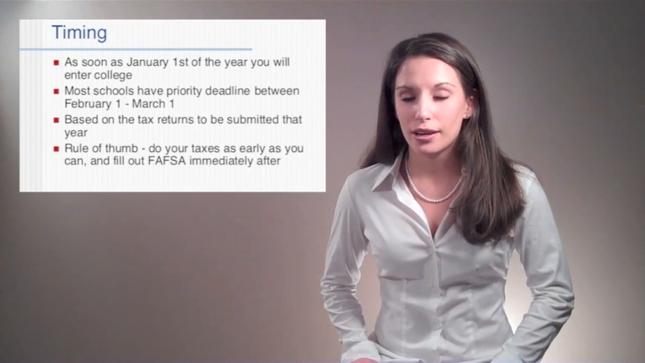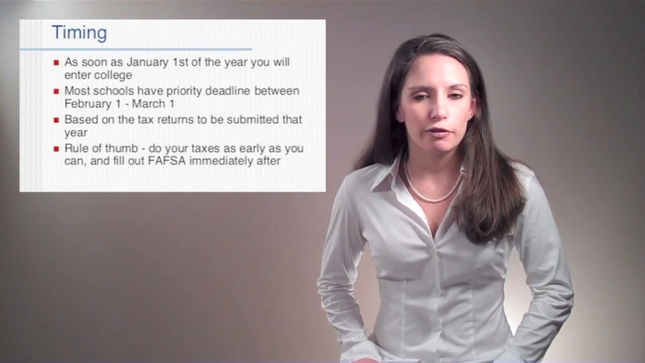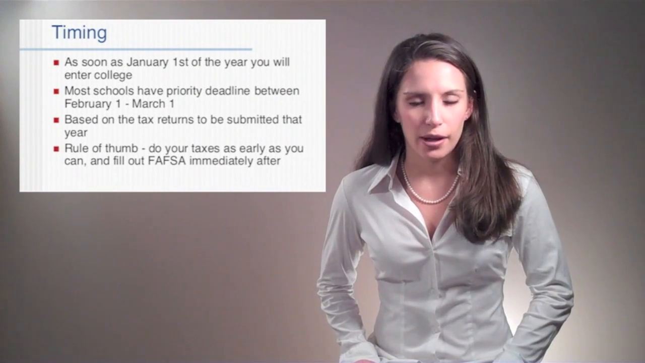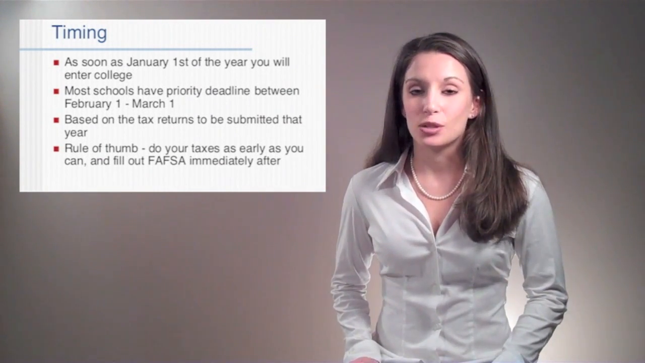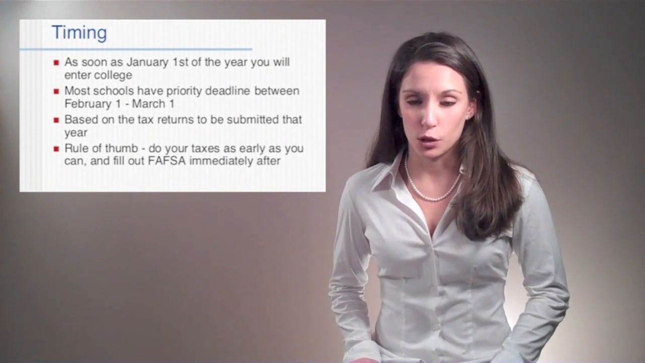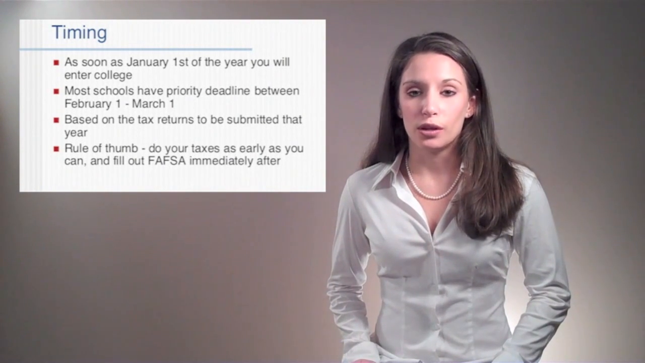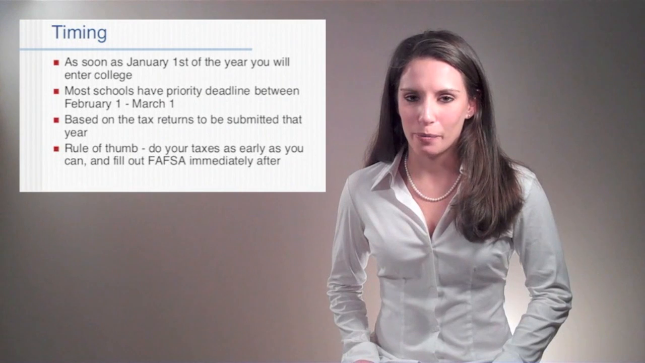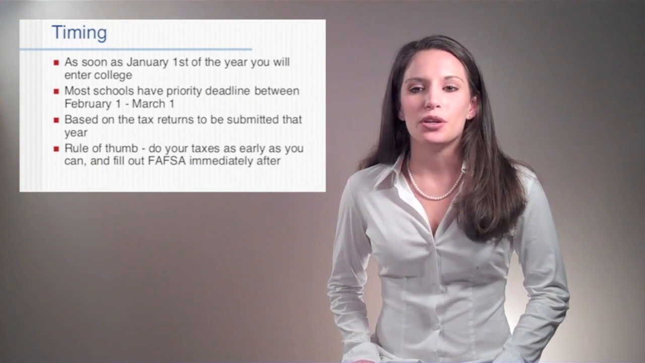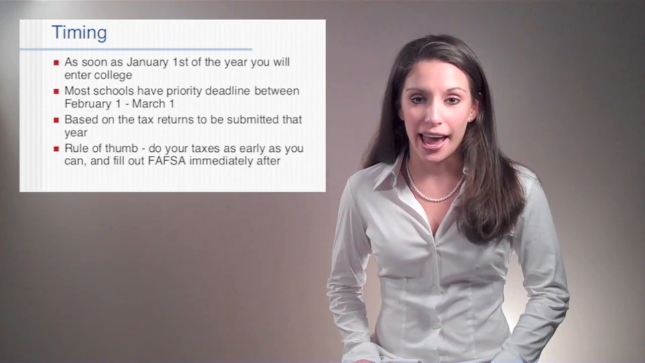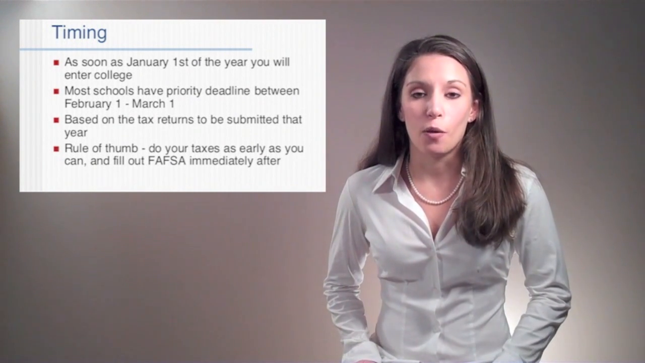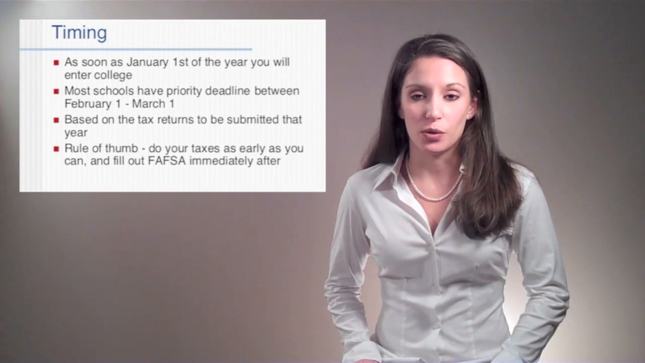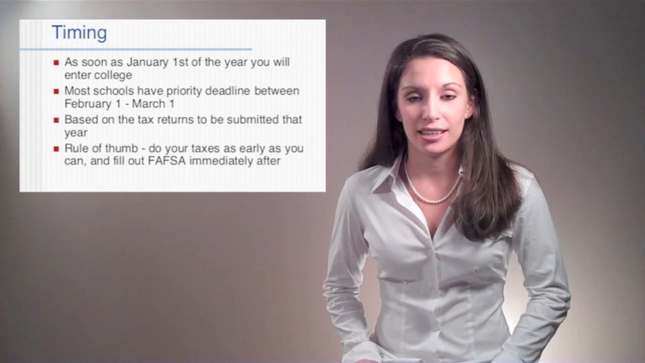So what is a priority deadline, which is listed here as what the schools call February 1 to March 1? Well, it means that you could submit your financial aid application later, but a lot of the decisions will be made by the school already, and so there just might not be as much money to award. So the rule of thumb that I'm going to harp about quite a bit in this session is: do your taxes as early as you can in any year where you're going to fill out FAFSA, and fill out that form immediately thereafter with those tax returns in hand.